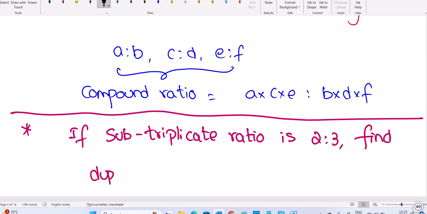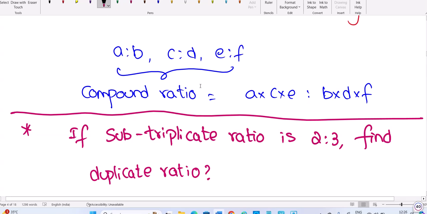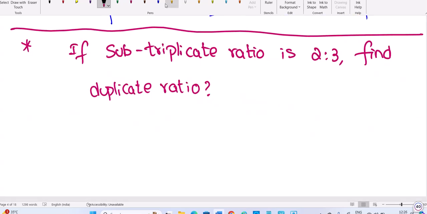If you don't know the definitions we discussed so far, you cannot answer this question. It is only one question related to the stuff you learned so far. I gave the sub-triplicate ratio, you want to find the duplicate ratio. So what's the answer?